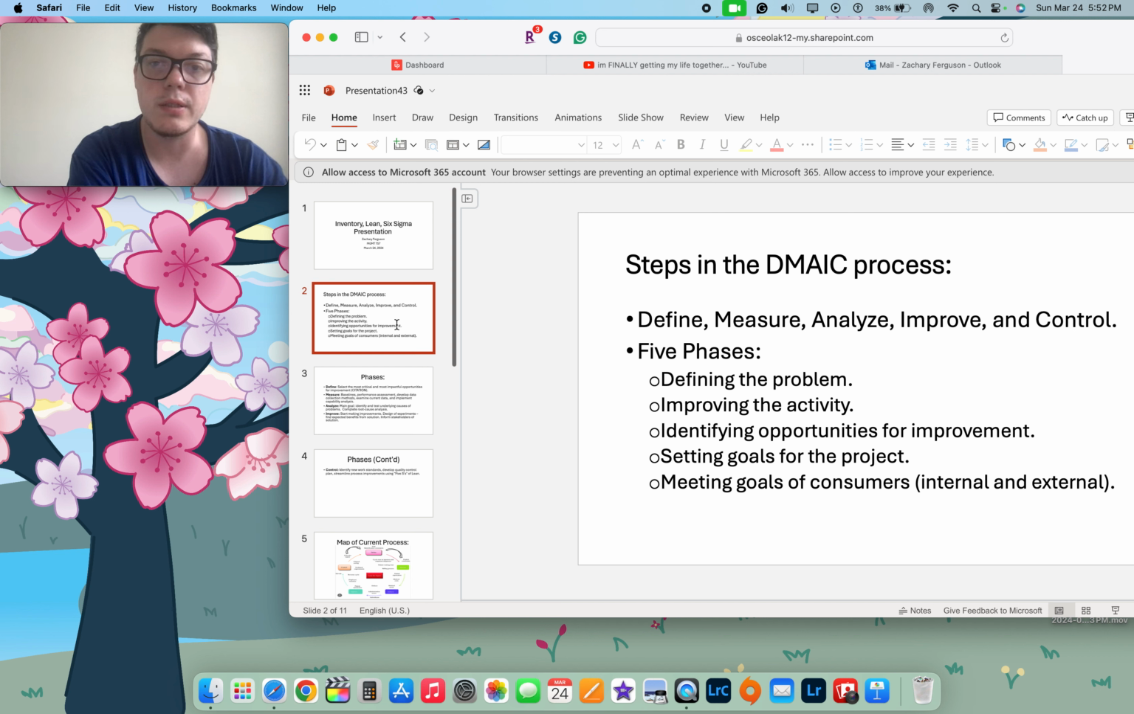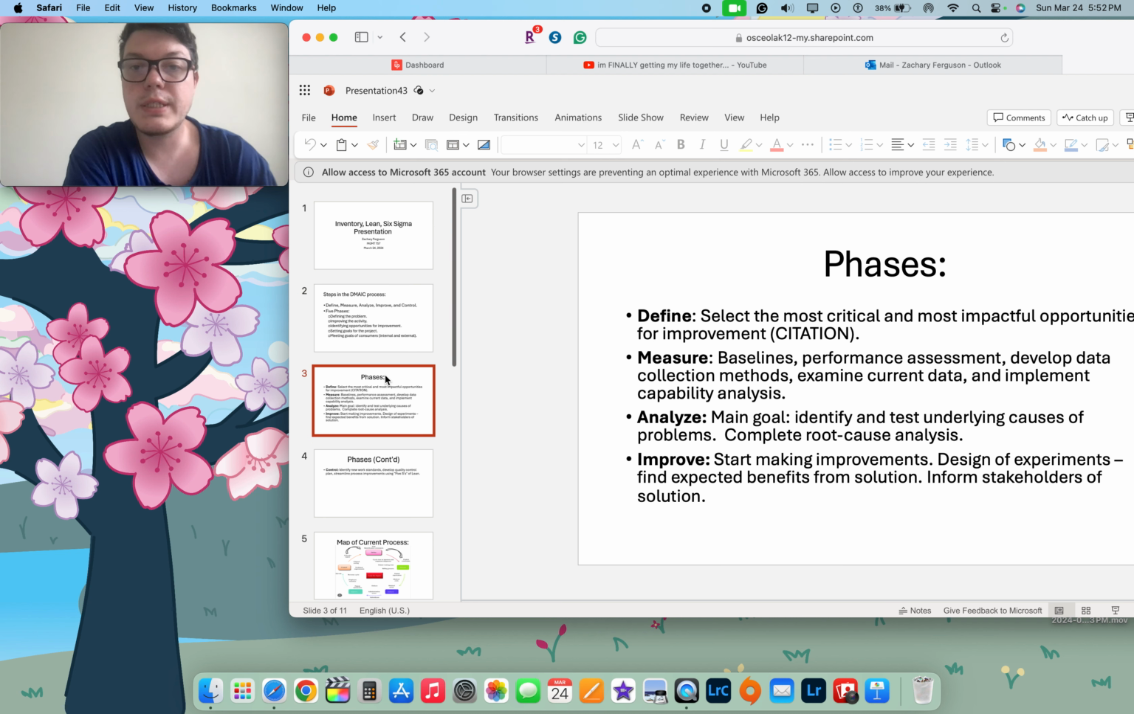And then finally, the last phase would be meeting goals of consumers. In my case that would be patients of the organization, the clinic, their hospital, and this includes internal customers as well as external customers. So, for example, defining would be to select the most critical and most impactful opportunities for improvement. Measure would be such as the baselines of the organization, the performance assessment, and developing data collection methods.